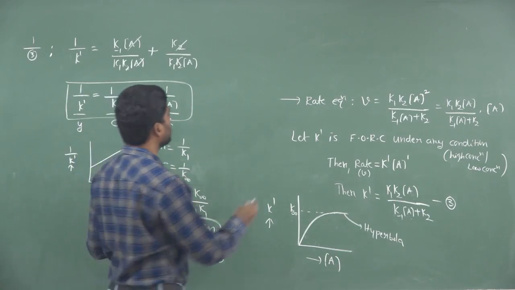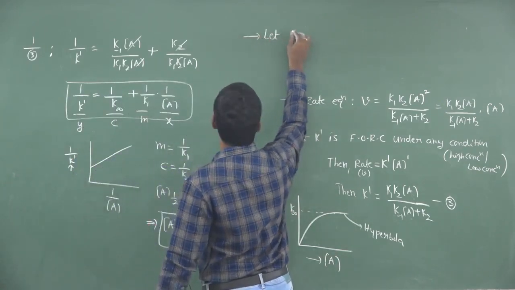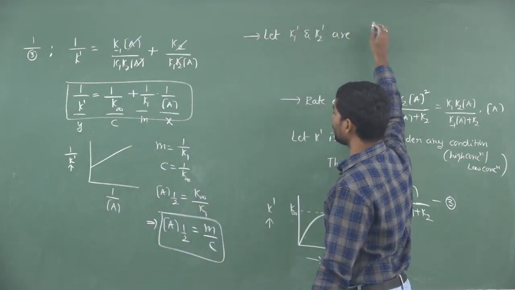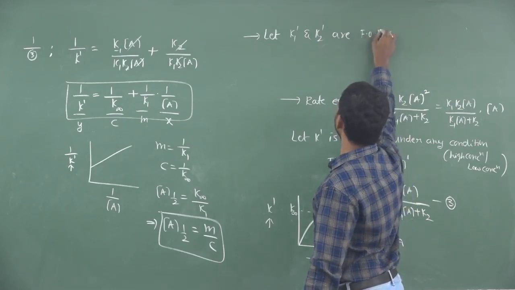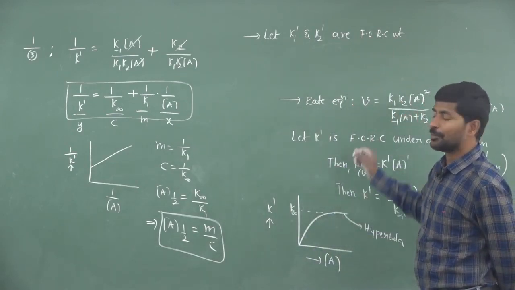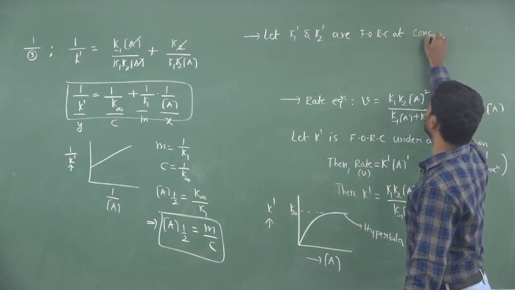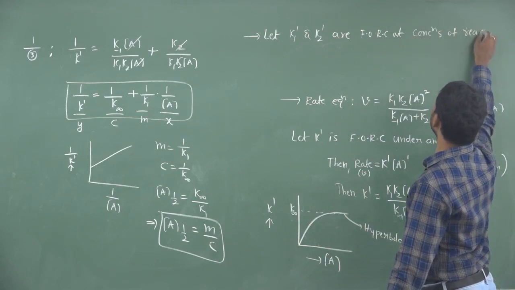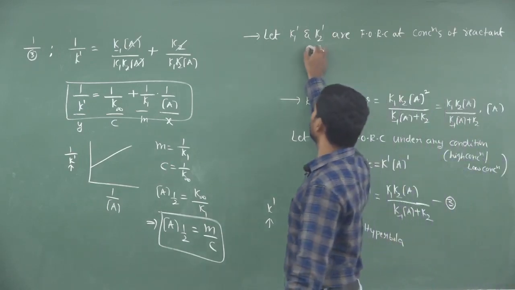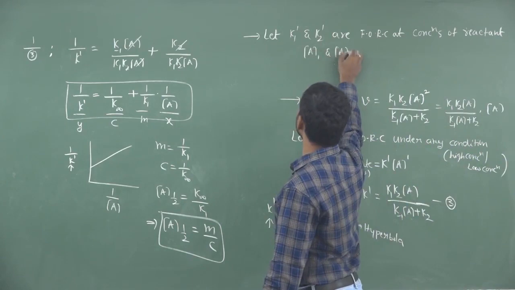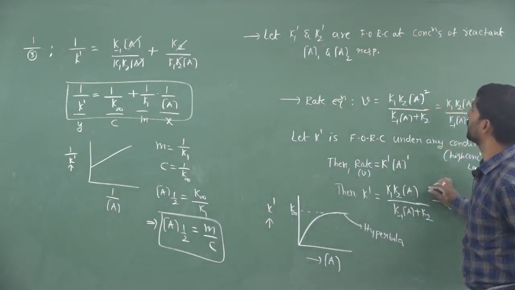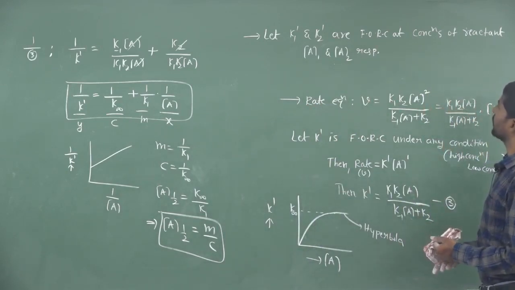Okay, and lastly, let k1 dash and k2 dash be first order rate constants at concentrations of reactant A1 and A2 respectively.